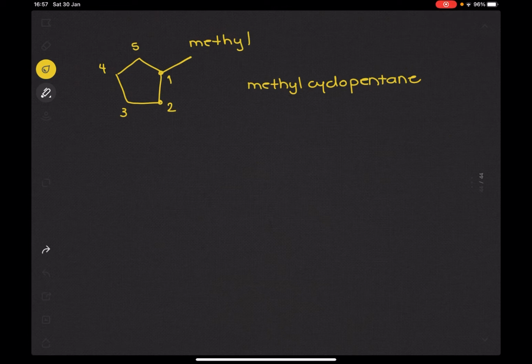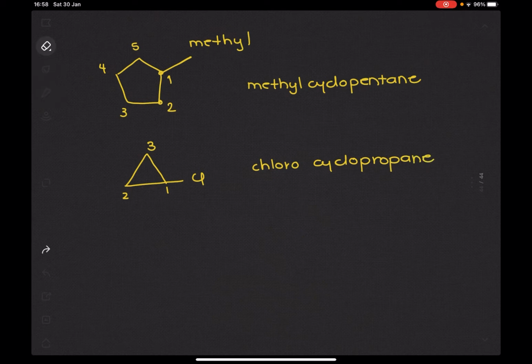For example, another one would be if we have a substituent, and in this case we'll have a halogen. The name of this would be only the substituent, in this case chloro, and the name of my structure, this is 1, 2, 3. This is cyclopropane. So there is no need to give it a number because it will always be a number 1.